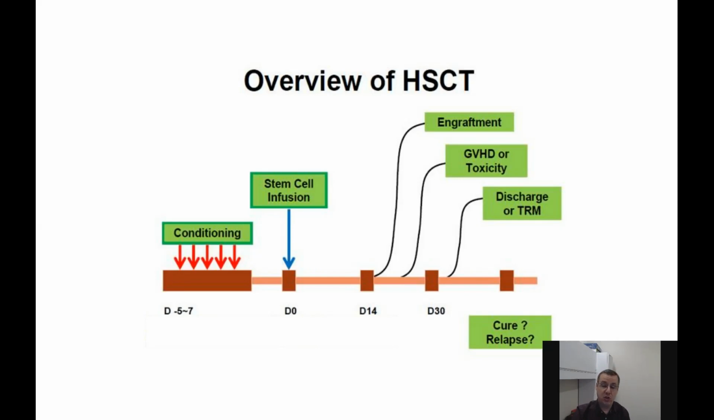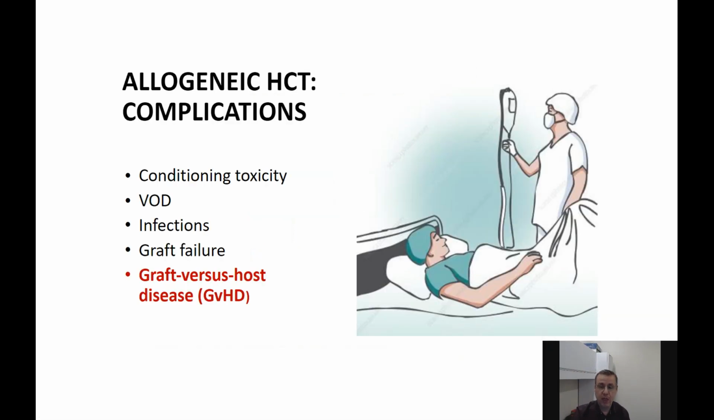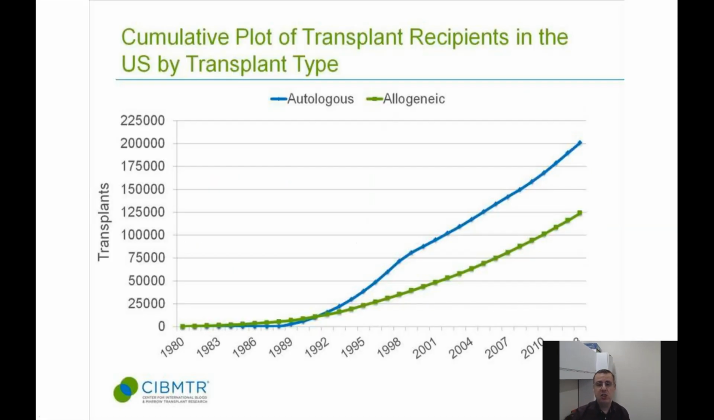However, complications can still occur, including graft-versus-host disease and other types of infections. The more frequent complications of stem cell transplantation include the conditioning regimen toxicity, veno-occlusive disease of the liver, multiple infections, as I previously mentioned, graft failure, of course, and graft-versus-host disease. And graft-versus-host disease is one of the most significant and potentially devastating complications that can occur after transplant.